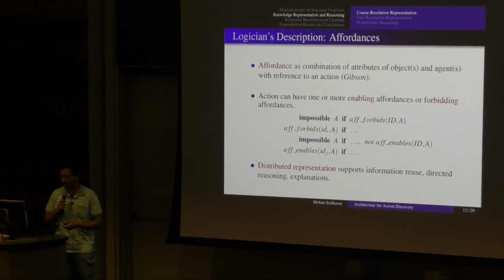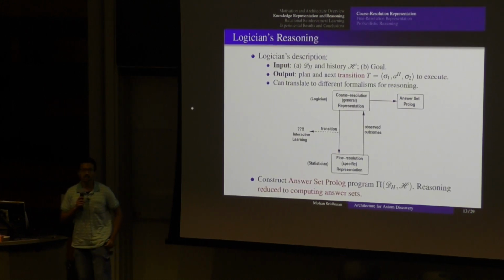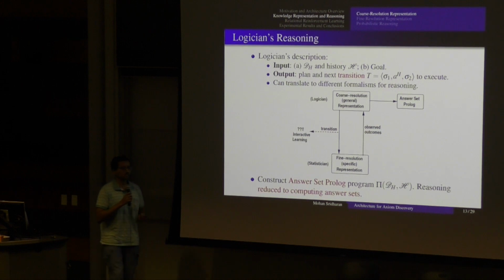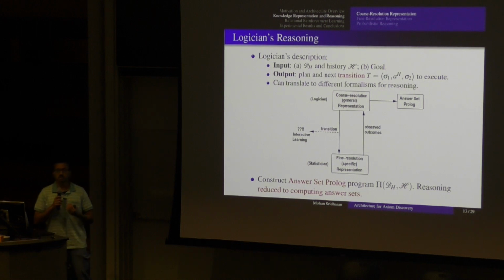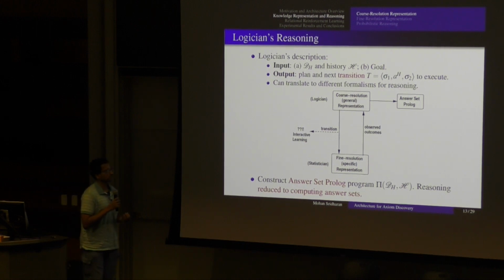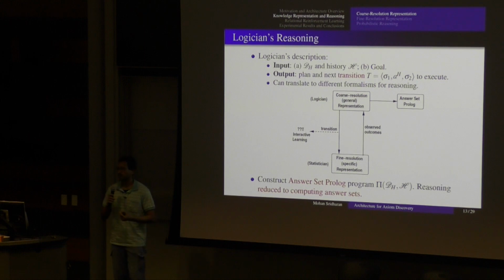It will come later. Okay, so what does the logician have as input? The logician has a system description, which we have seen so far, and a history of, say, prior actions and prior observations. The logician is given a goal, and we expect the logician to provide a plan to achieve the goal, and also give the next transition to be executed in this plan.